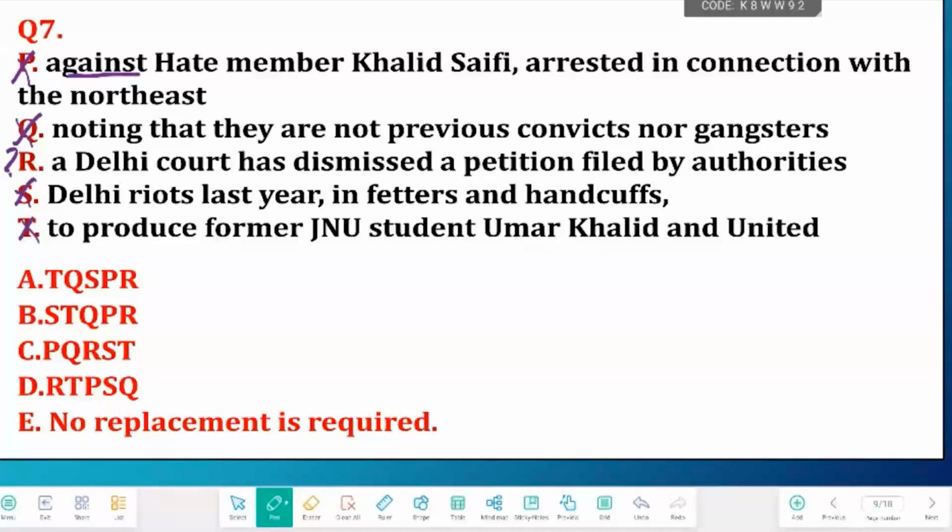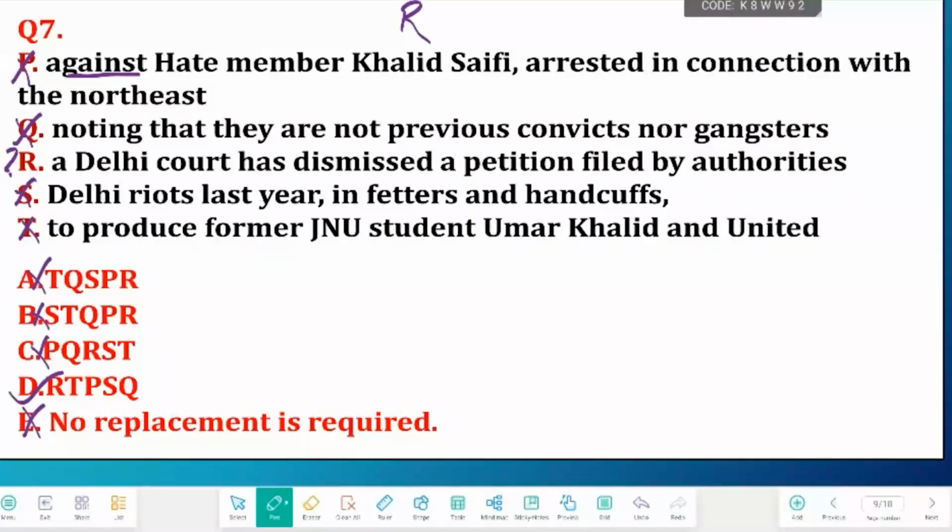So what will be our first statement? Our first statement will be R. R से चालू होने वाला कौन सा है यहाँ पर? ये नहीं है, ये नहीं है, ये नहीं है. अब D और E में और no correct, no replacement is required is also not correct. So we'll eliminate this also. एक ही ऑप्शन बचता है वो है ऑप्शन D, that is RTPSQ.